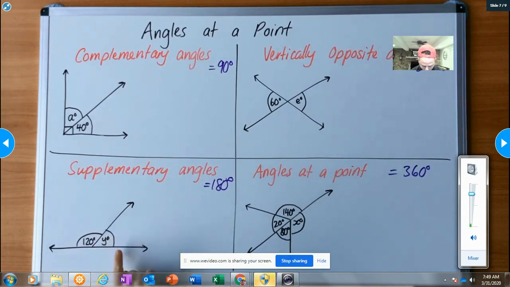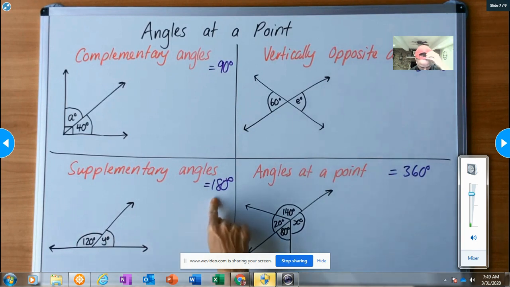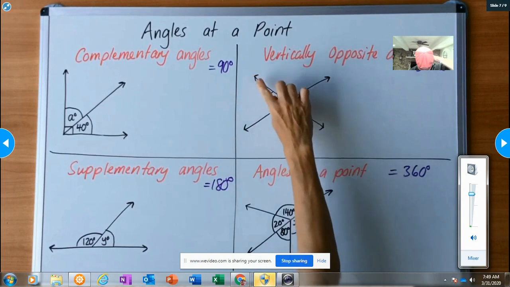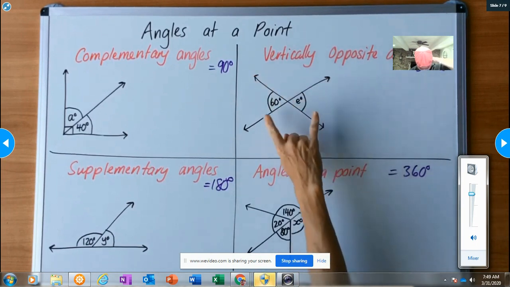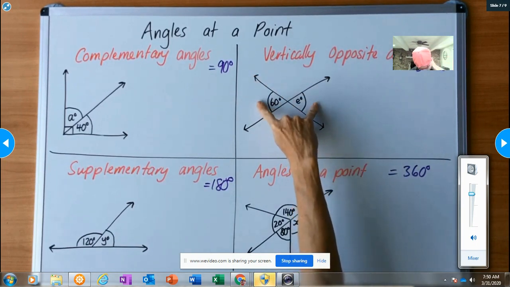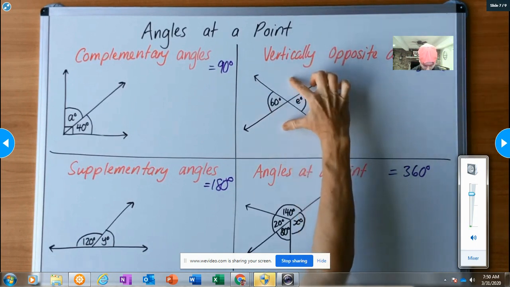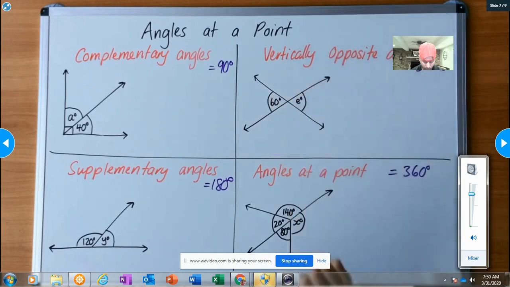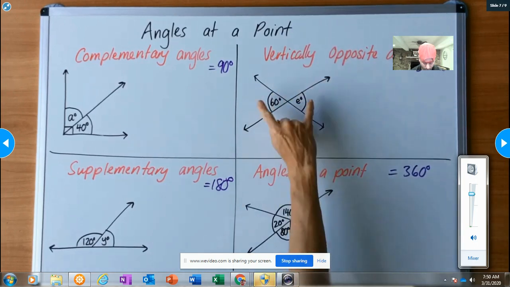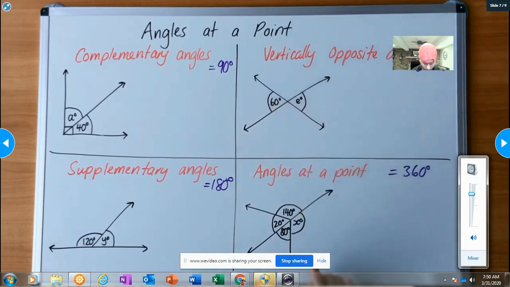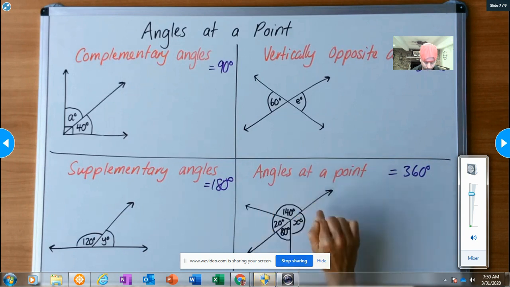Vertically opposite angles, this cross-looking shape here, we have these 2 identical in size and these 2 identical in size, and all of those add up to 360. But it's important to know that they will be the same measurement, the same degrees. And angles at a point means that every angle at this point here all the way around adds up to 360 degrees. There's a correct way of showing your working out, and we're going to look at that now.